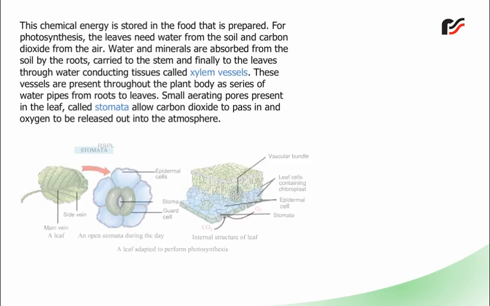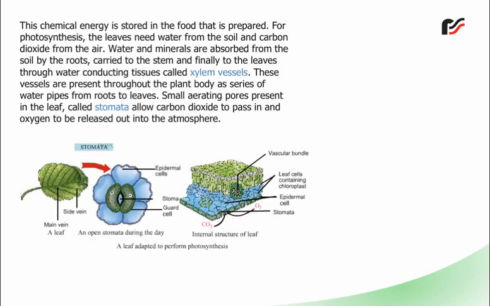This chemical energy is stored in the food that is prepared. For photosynthesis, the leaves need water from the soil and carbon dioxide from the air. Water and minerals are absorbed from the soil by the roots, carried to the stem and finally to the leaves through water-conducting tissues called xylem vessels. These vessels are present throughout the plant body as a series of water pipes from roots to leaves. Small aerating pores present in the leaf called stomata allow carbon dioxide to pass in and oxygen to be released out into the atmosphere.